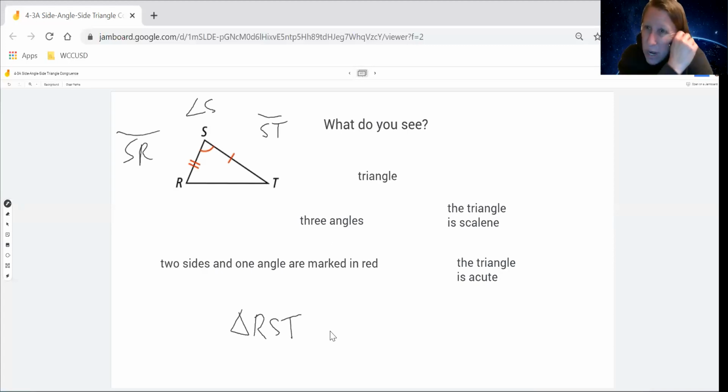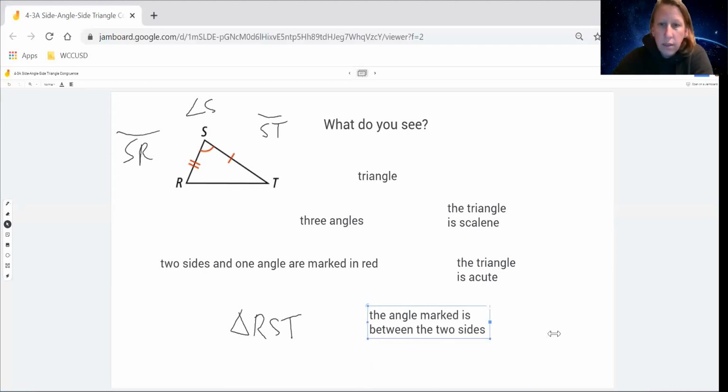The last thing I want to know is, where is the angle that is marked? The angle marked is between the 2 sides. That's important. In a problem like this, we call this angle the included angle. You draw this side and you draw this side, and included in between, you draw side RS, you draw side ST, and in between where you drew, that angle is included. That's the included angle in this triangle.